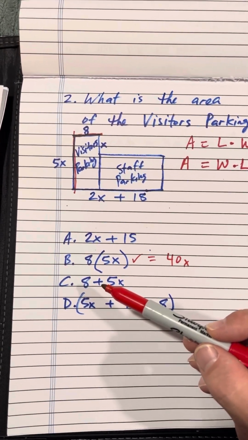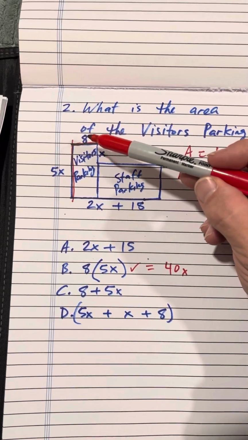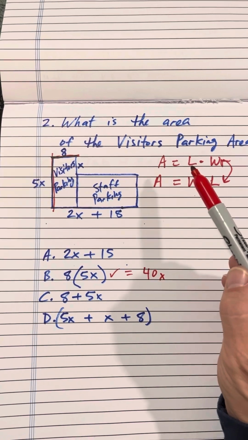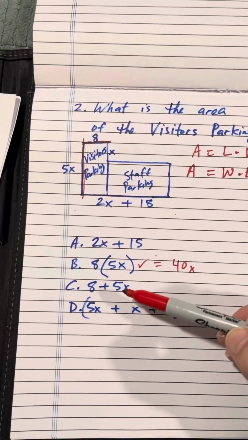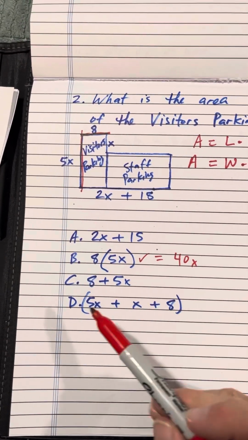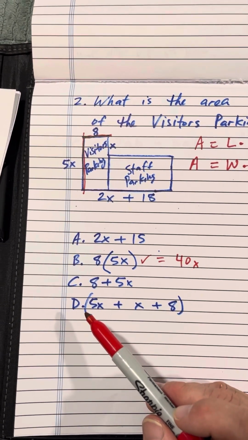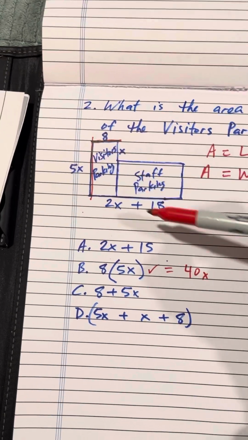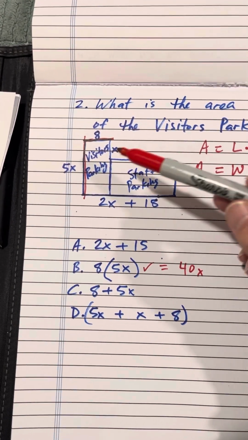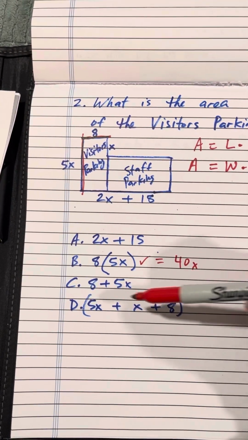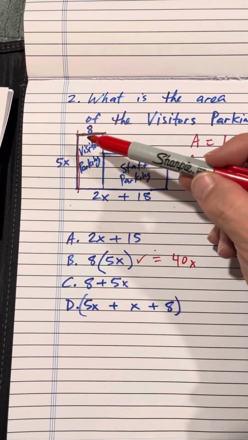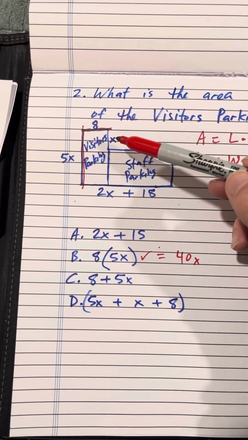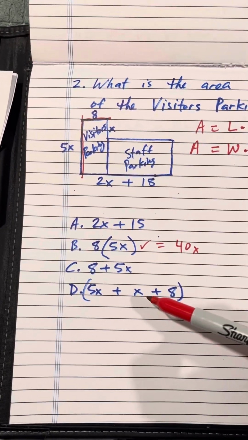Okay, how about C? Well, this shows the width plus the length, and that does not match our formula for area, which uses multiplication, so it can't be C. Okay, and then D is just kind of nonsense. I mean, we do have these in our diagram here, but it really doesn't make any sense. If I'm trying to find the area of this rectangle, it wouldn't make sense for me to take this plus this plus this. Okay, so we know it can't be this one.